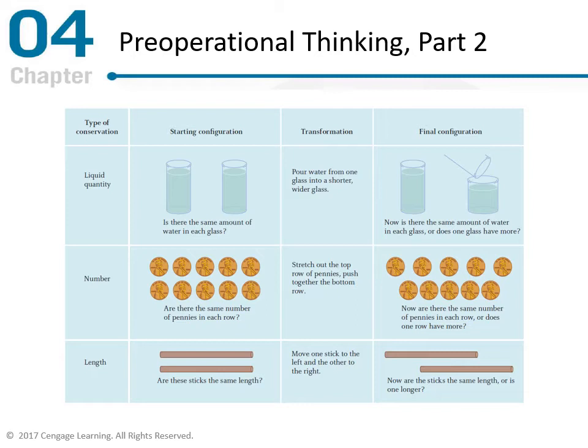And then the last one is length. Are these sticks the same length? Yes, they're equal, you can see. But when you move them, they can't tell the difference because now the bottom one looks longer, so they can only see one dimension. They can't see two and understand, oh, they're the same, just one changed. Not until they get into the concrete stage. So pre-operational thinking, remember that centration. This is an example. Go back and watch those videos of real kids and it really makes it make sense.